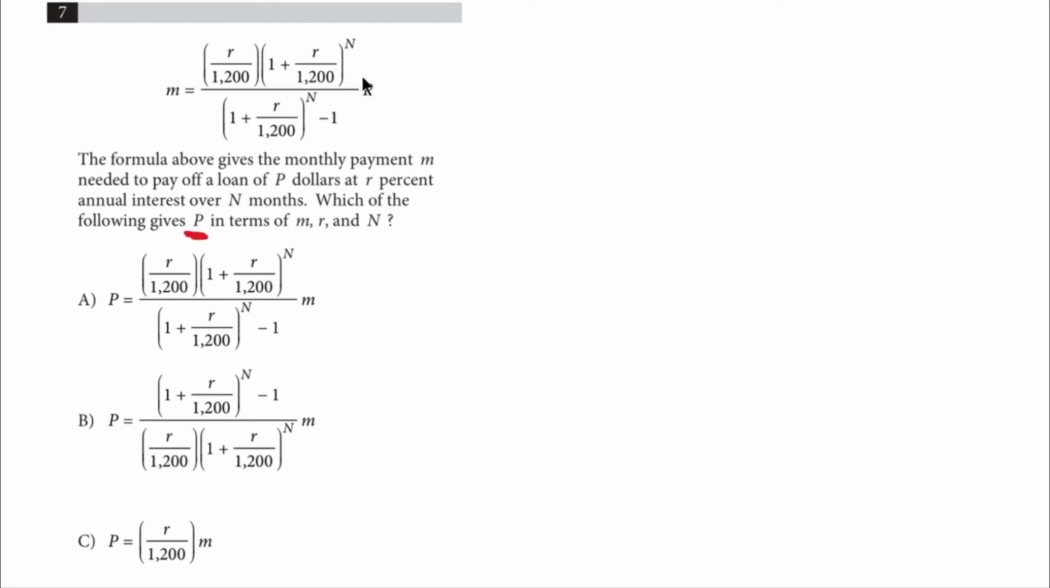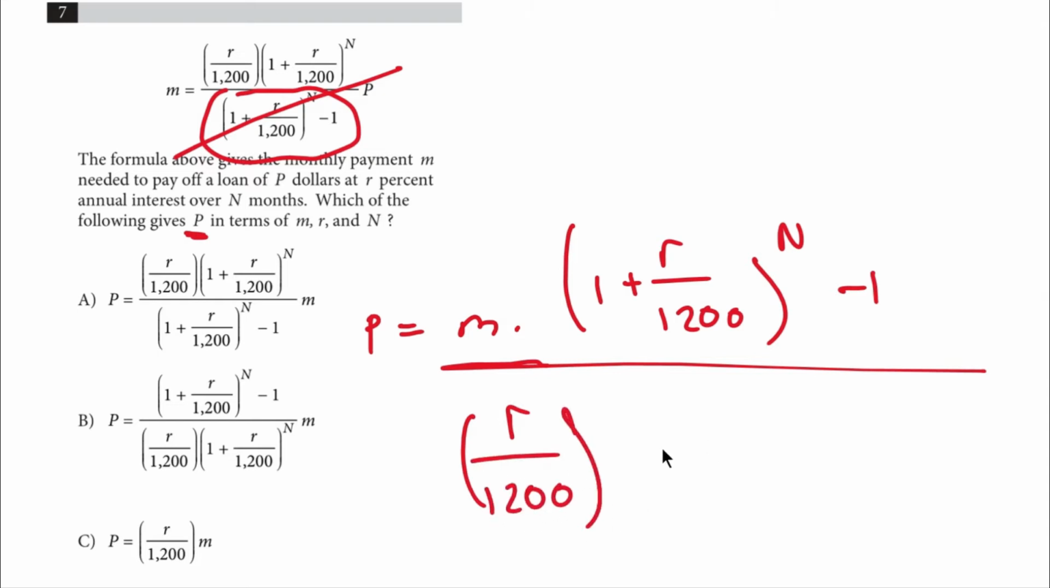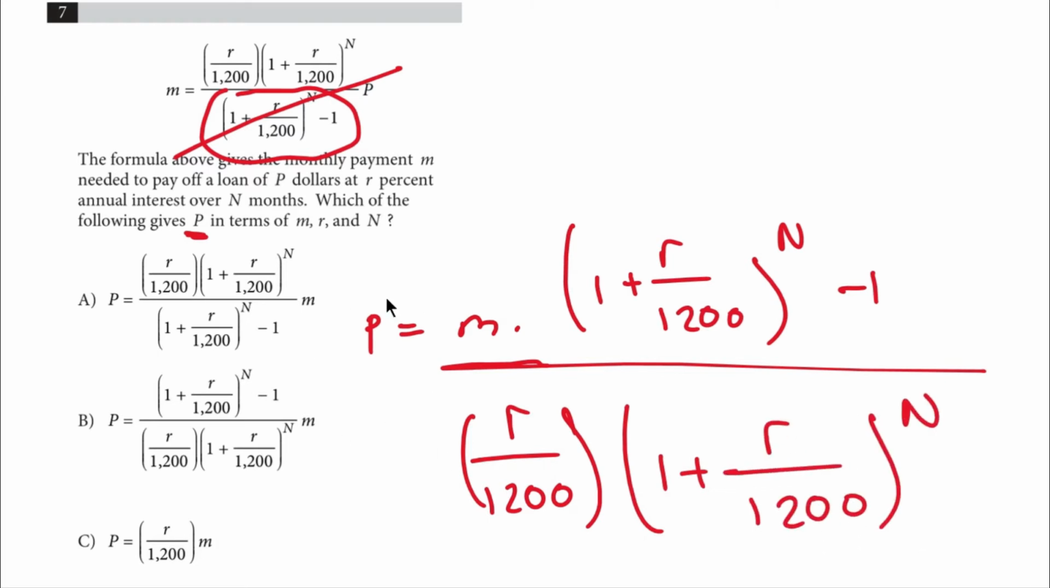You see right here, P is a multiple, alright? Now we need to multiply both sides by this thing to get it cancelled out. So P is equal to M multiplied by this whole thing, which is 1 plus R over 1200 to the power of N, all minus 1. And then we will need to divide everything here by this. So R over 1200 on the denominator, all multiplied by 1 plus R over 1200 to the power of N. Now we have solved for P.